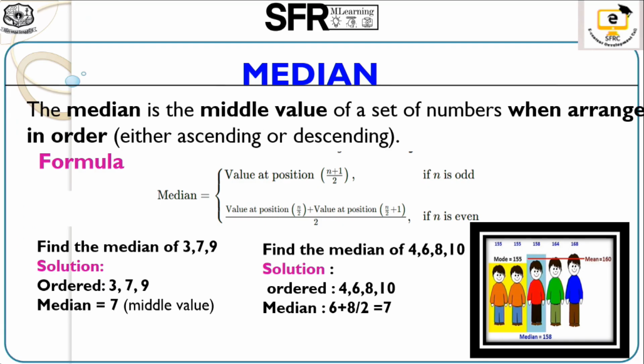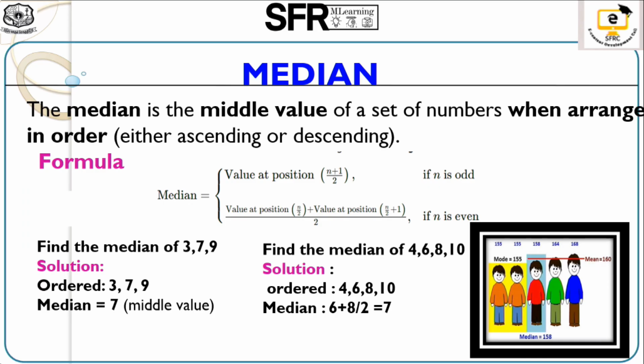Next we see another example for n is even. Find the median for the values 4, 6, 8, 10. Here the value n equals 4. First is the value at position n divided by 2, therefore 4 divided by 2 is the second value. Here the second value is 6, plus the value at position n by 2 plus 1, meaning 2 plus 1, which is 3, therefore the third value is 8. So, adding 6 plus 8 divided by 2, therefore 14 divided by 2, we get 7. This is the median, 7.